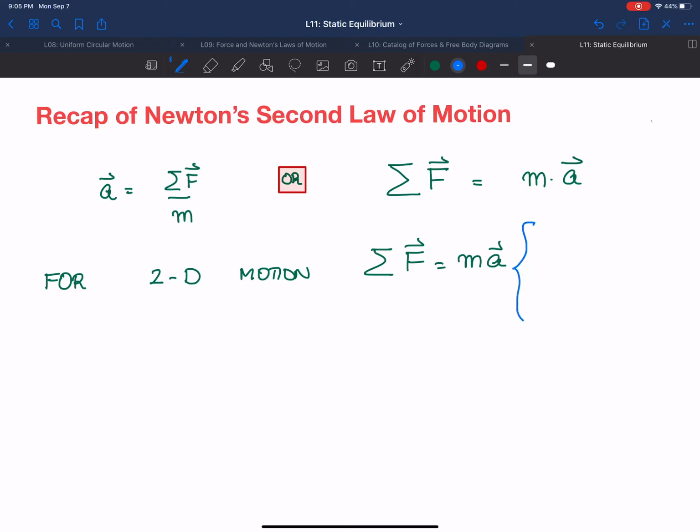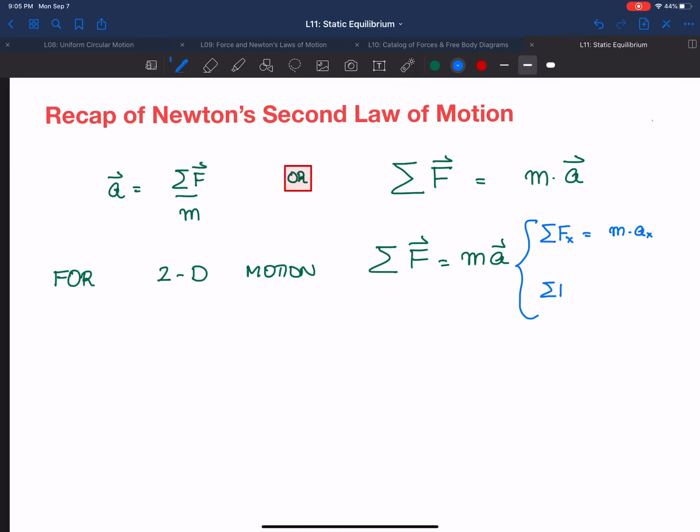In a compact notation, we've written it as a single equation, but what it really is saying is that the net force in the x direction is mass times the acceleration in the x direction, and the net force in the y direction is mass times the y component of the acceleration. So the x component of the net force is mass times the x component of the acceleration, and the y component of the net force is mass times the y component of the acceleration. So those are the two equations. It's actually two equations that are hiding in this one single equation.